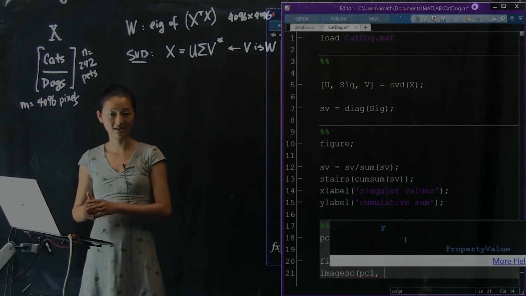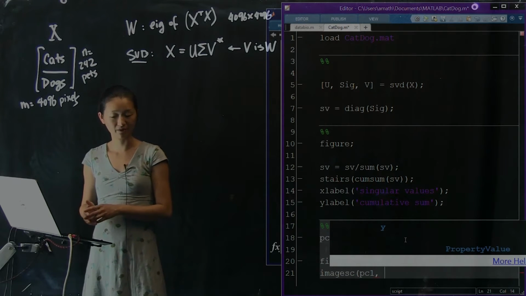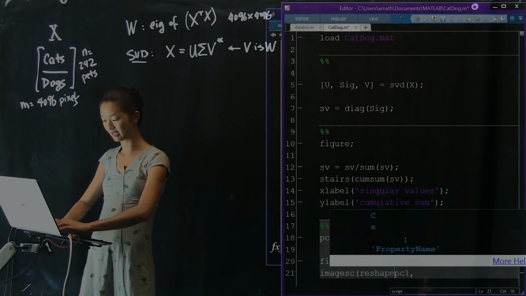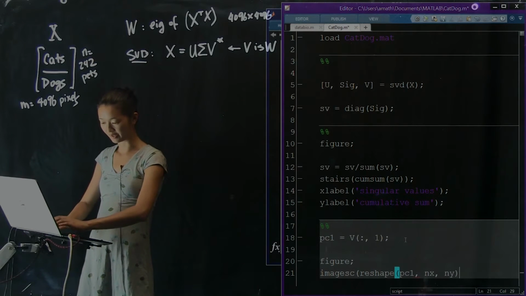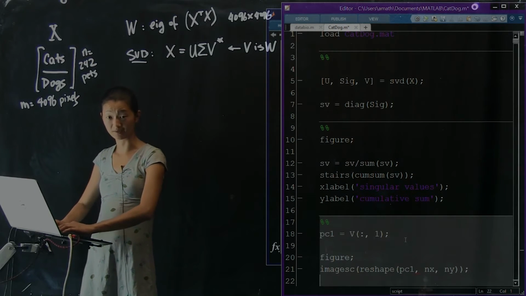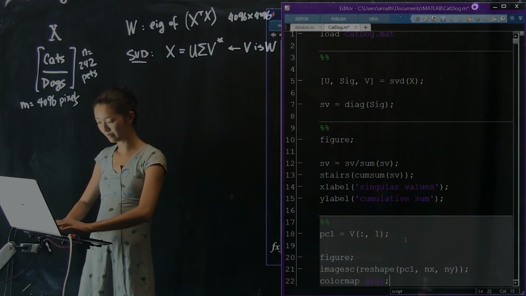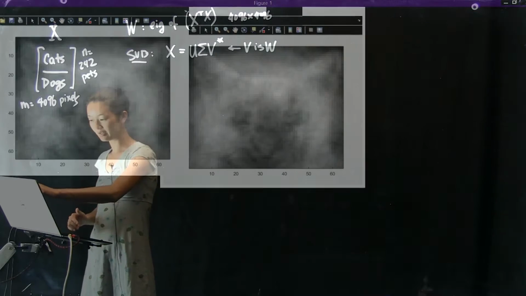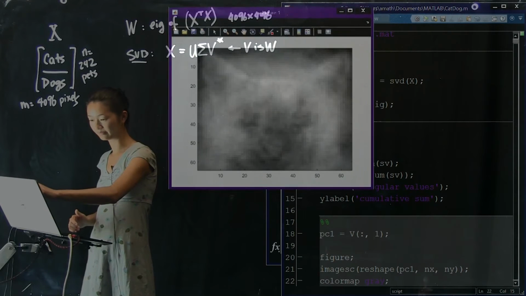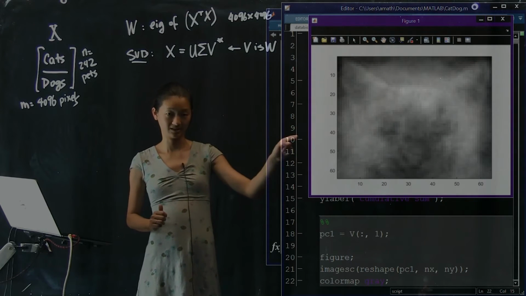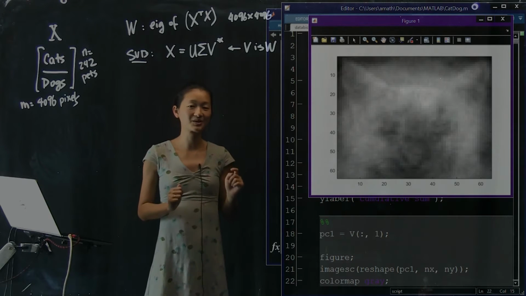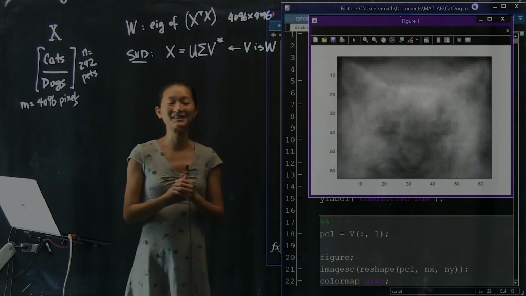And this is something that is kind of difficult to do if you're not working with images, which is why I like showing people this when they're first exposed to principal component analysis. So we're going to use the same color map, which is gray, and here is PC1. This is the first principal pet. Okay, there's also a name for these things.